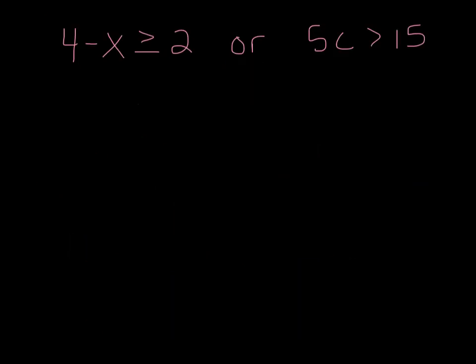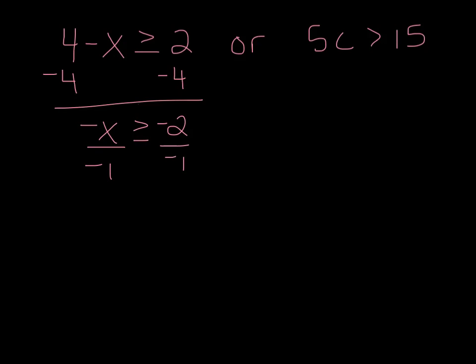All right, and our last one here. So we have 4 minus x is greater than or equal to 2, or 5x is greater than 15. Okay, so this is like solving two separate inequalities. So just kind of like we were doing before, except you can't do it in shortcuts like we did with the and ones. So for this first one here, we're going to subtract 4 because it's a positive 4. That leaves you with negative x is greater than or equal to negative 2. Divide by negative 1. Make sure when you divide by a negative, you flip the sign to get x is less than or equal to 2.